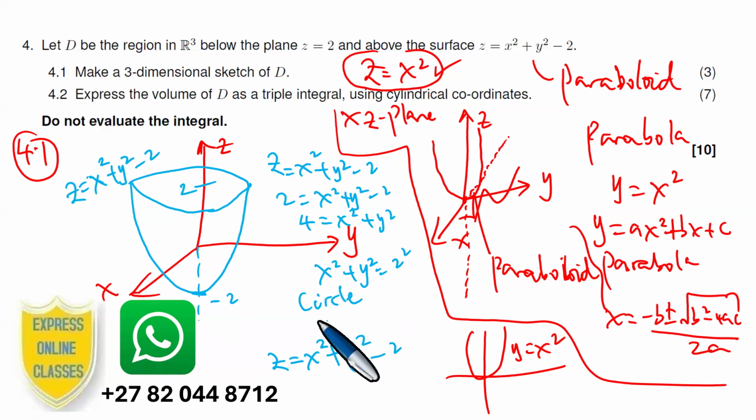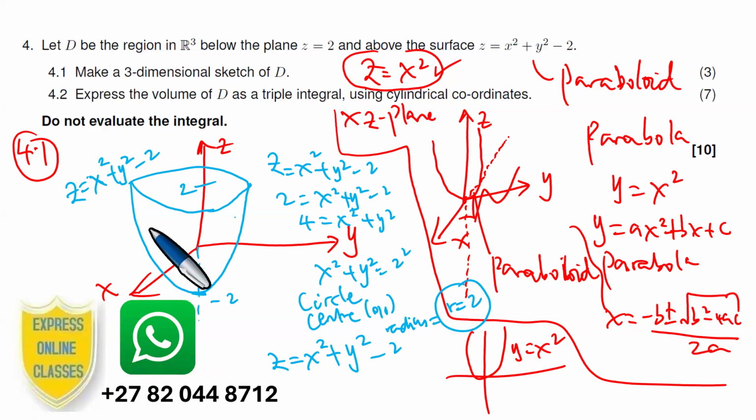It's a circle with center (0, 0) and radius r equals 2. So this is it. We've made a three-dimensional sketch, and this is enough.